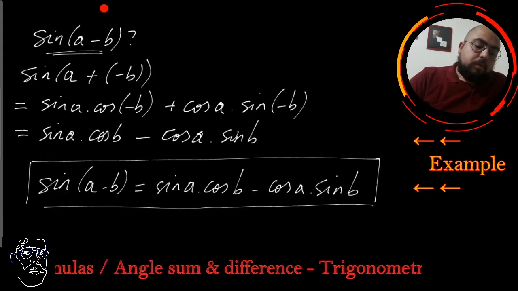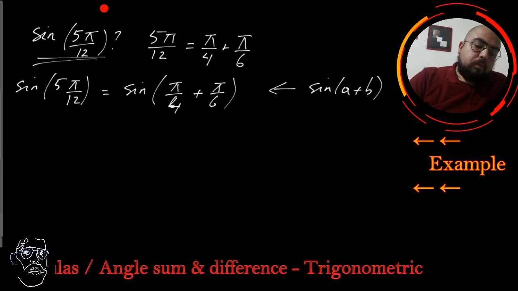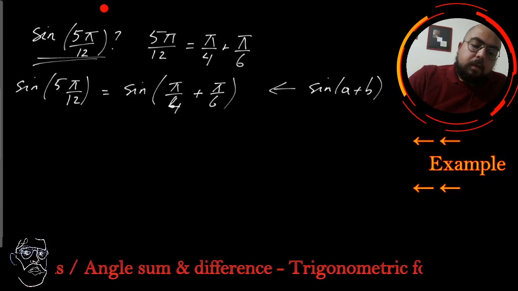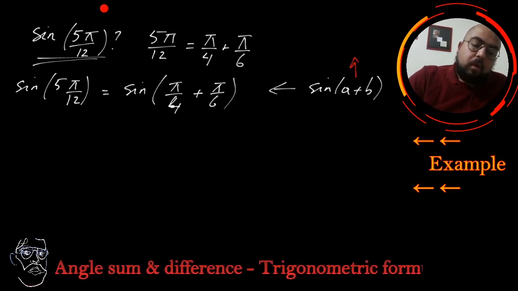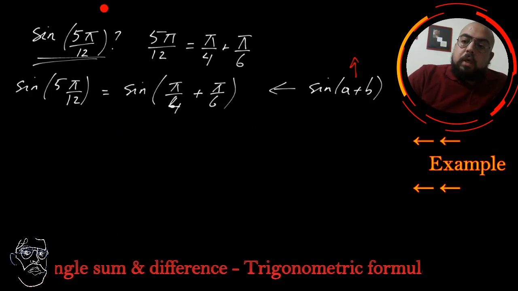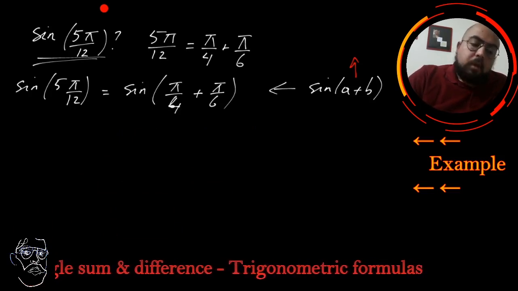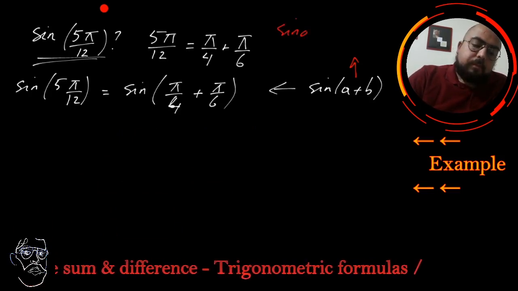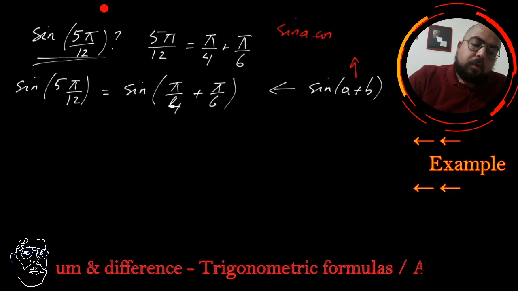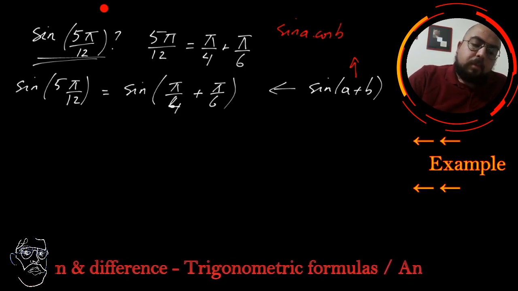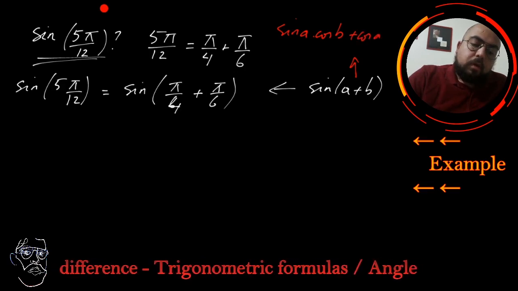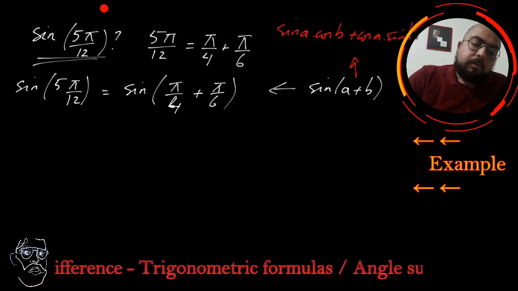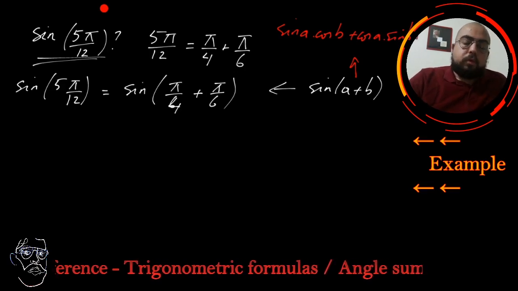Alright, so we have sine of A plus B is sine A times cosine B plus cosine A times sine B. Alright, this will be the formula.